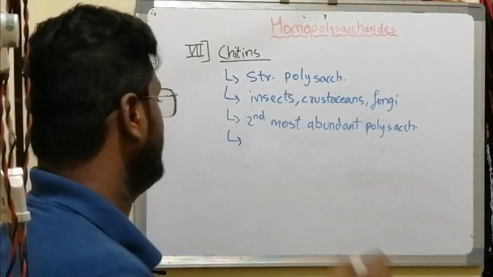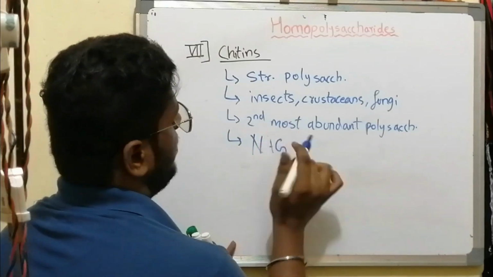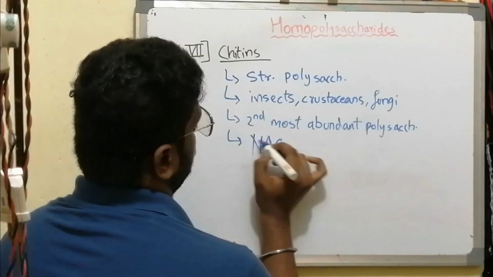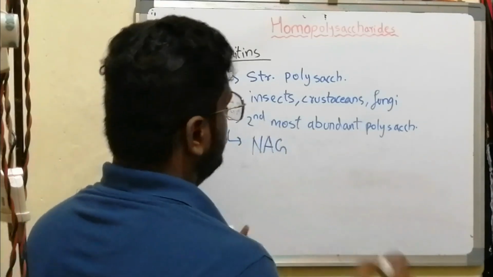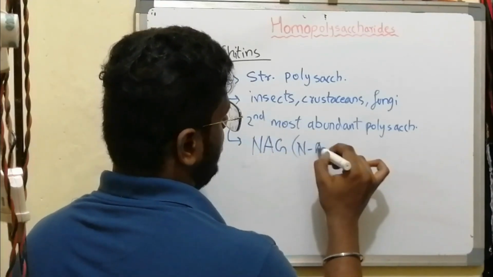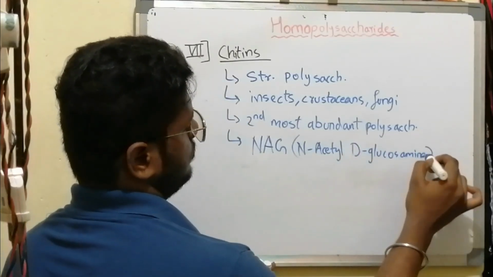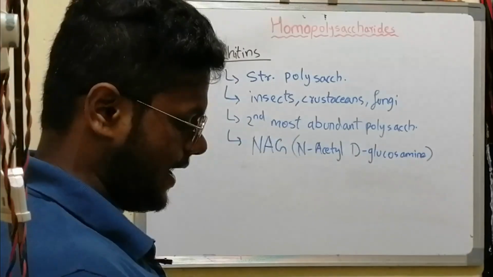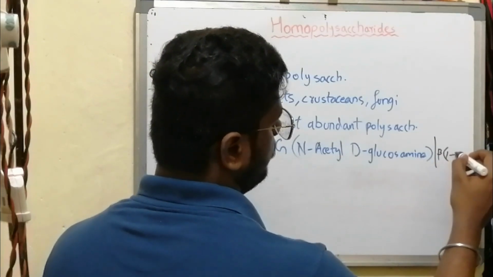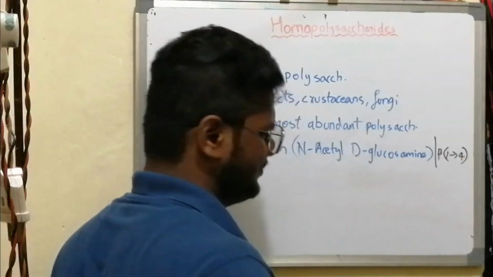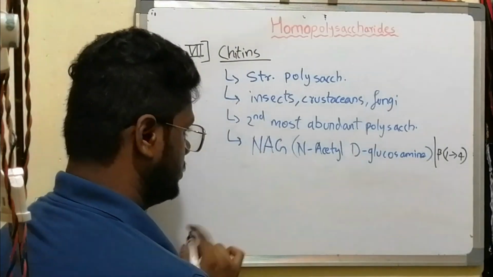And the monomers here will be NAG, of which we had heard in our NEET times also, right? In the preclinical entrances we have heard about NAG, which is N-acetyl D-glucosamine. So these will be our monomeric units, and the bond will be beta 1,4, just like as we saw in cellulose. So first let's draw the monomer.